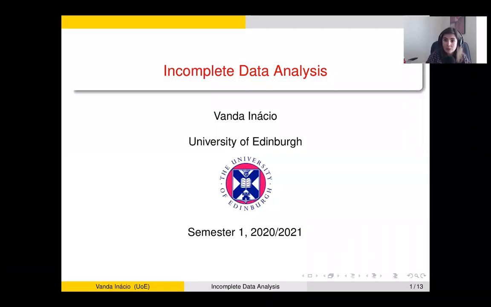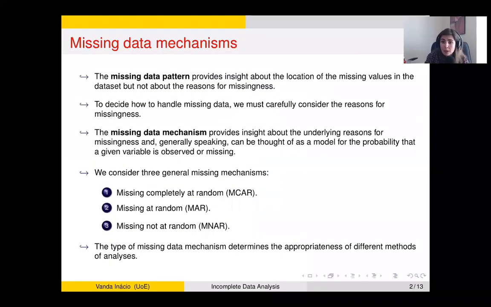Hi, in this video we will be learning the concept of missing data mechanism. In the last video we talked about missing data patterns, which basically tell us the location of the missing values in our dataset but don't tell us anything about the reasons for why data are missing. In order to handle missing data appropriately, we must consider the reasons for why the data are missing.